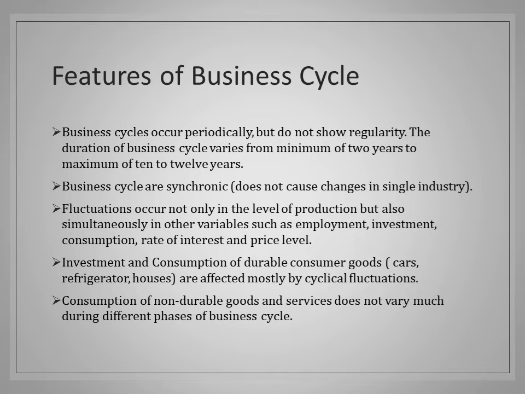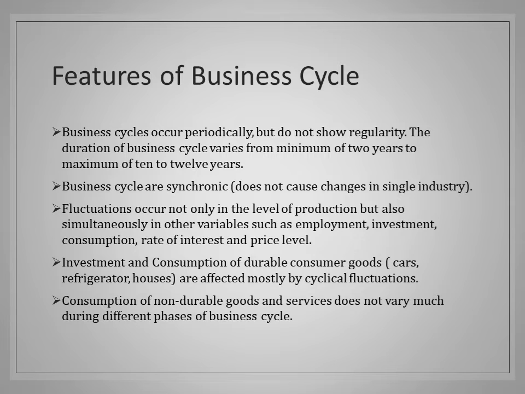What are the basic features of the business cycle? Basically, the business cycle occurs periodically. It means there is no regularity. Regularity here means the fluctuations in the business cycle phases are not on a regular basis, but at periodical intervals from 2 to 12 years. If there is an upswing, then it could cause a downswing after some years.